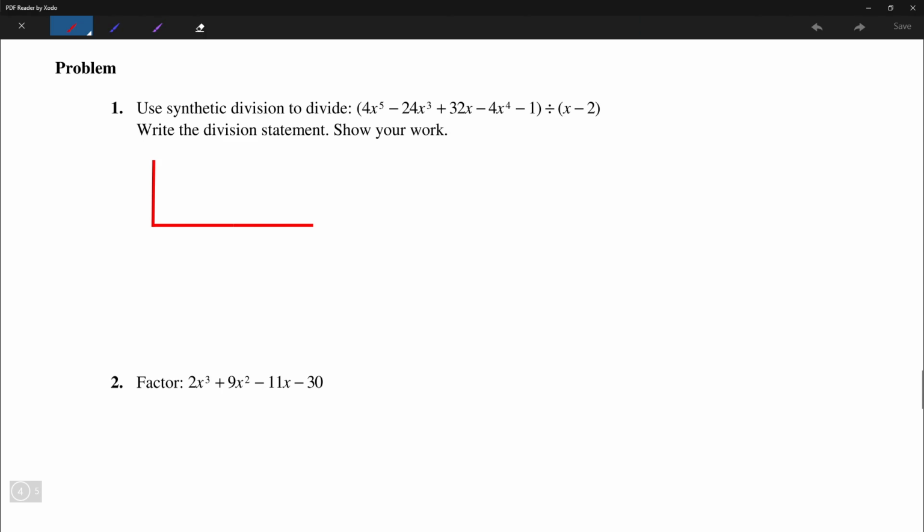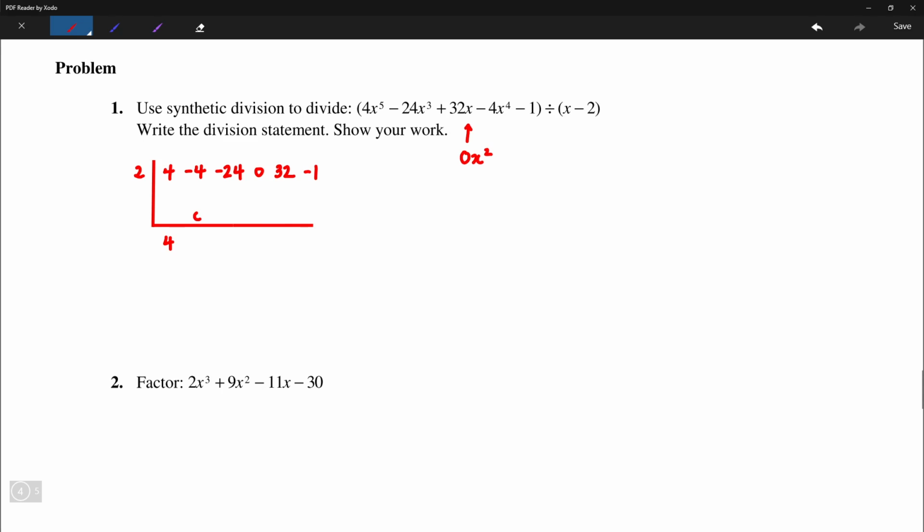Here we have 2 on the left hand side of this vertical bar, and then we have the coefficients in descending order, so 4, and then -4, and then -24, 0, 32, and finally -1. So notice that we have to add the 0 here, since in the polynomial there is no x squared term. Okay, so the first 4 gets carried below the horizontal bar.